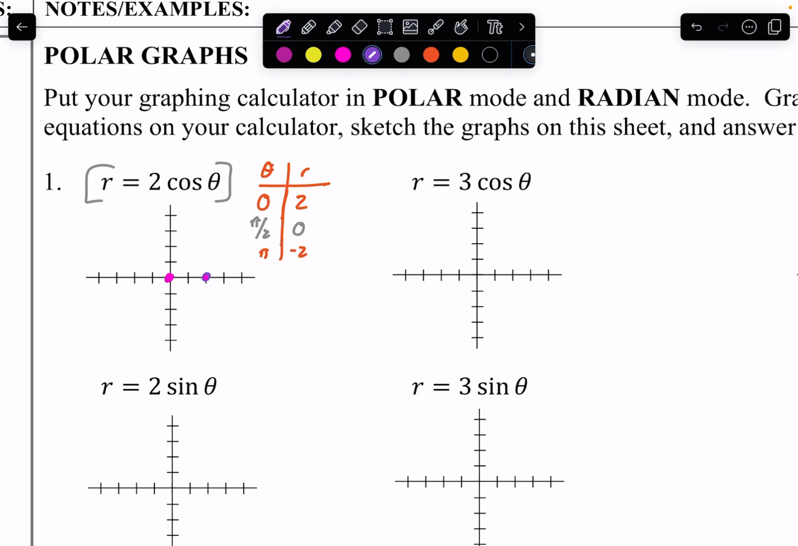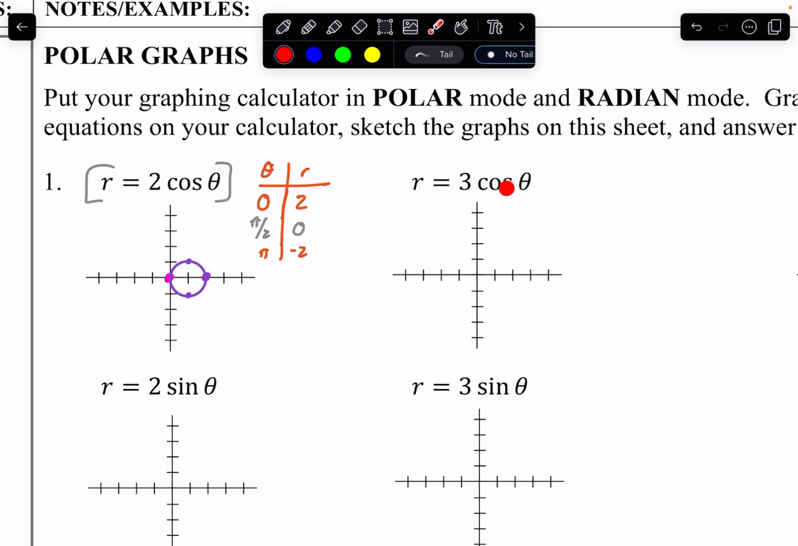So when I draw this, I'm going to be as careful as I can, trying to make sure that a diameter of 2 units is going to be here and here. So there is my circle. The reason why it's on the x-axis is because of this cosine theta. So that's important to recognize also.